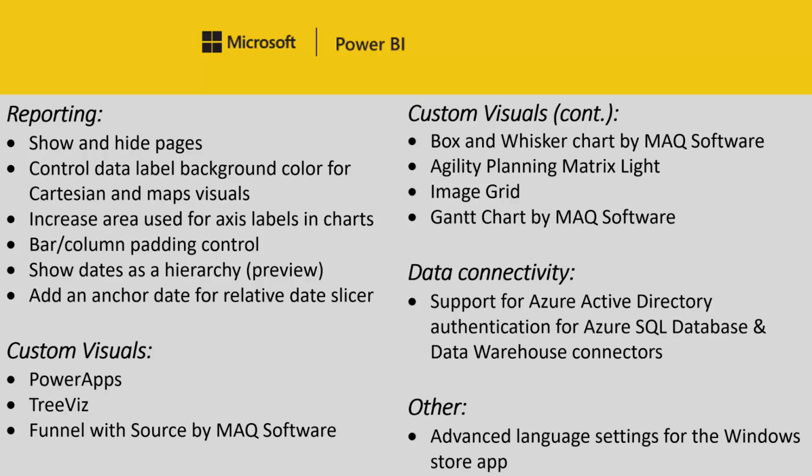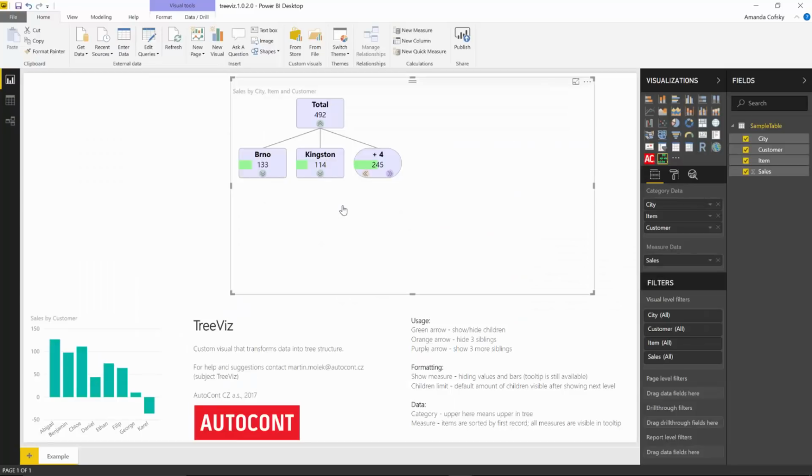The next custom visual on my list is the tree viz. The tree viz visual is all about being able to display your data in a tree-like form, where there are children and parents in some form of a hierarchy. For example, this tree viz visual has a hierarchy of city, then item, then customer. At first you only see the city view, and you see the 2 largest cities, and everything else is grouped into this other node.